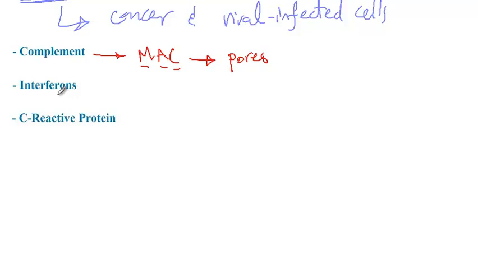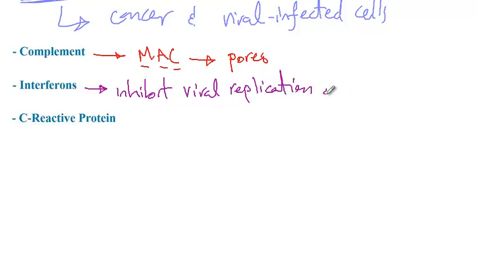The next mode of innate immunity is by interferons, which will inhibit viral replication and protein assembly.